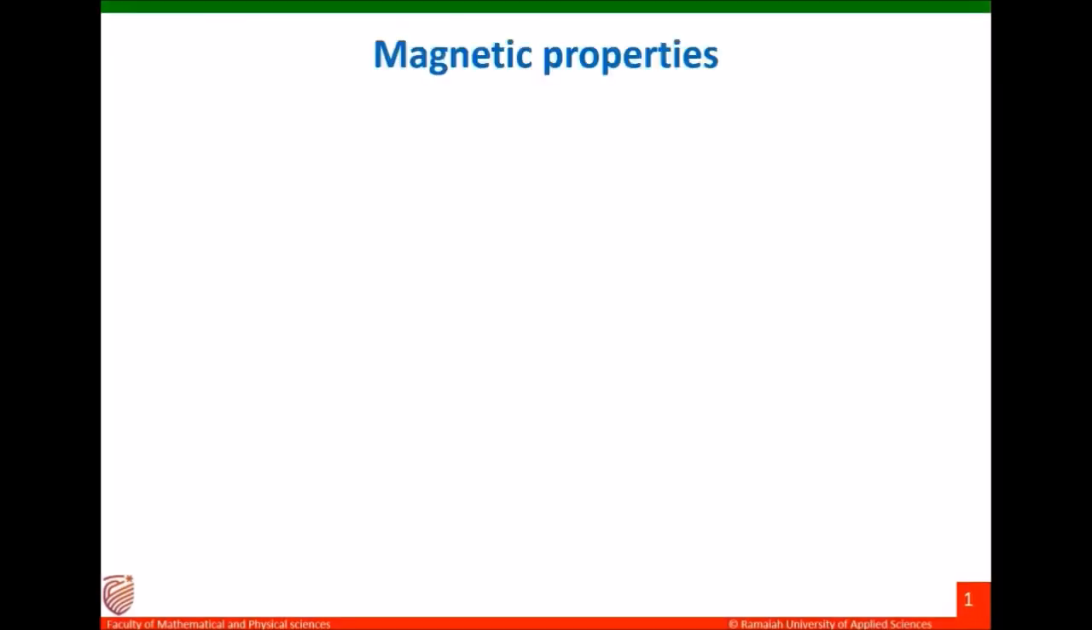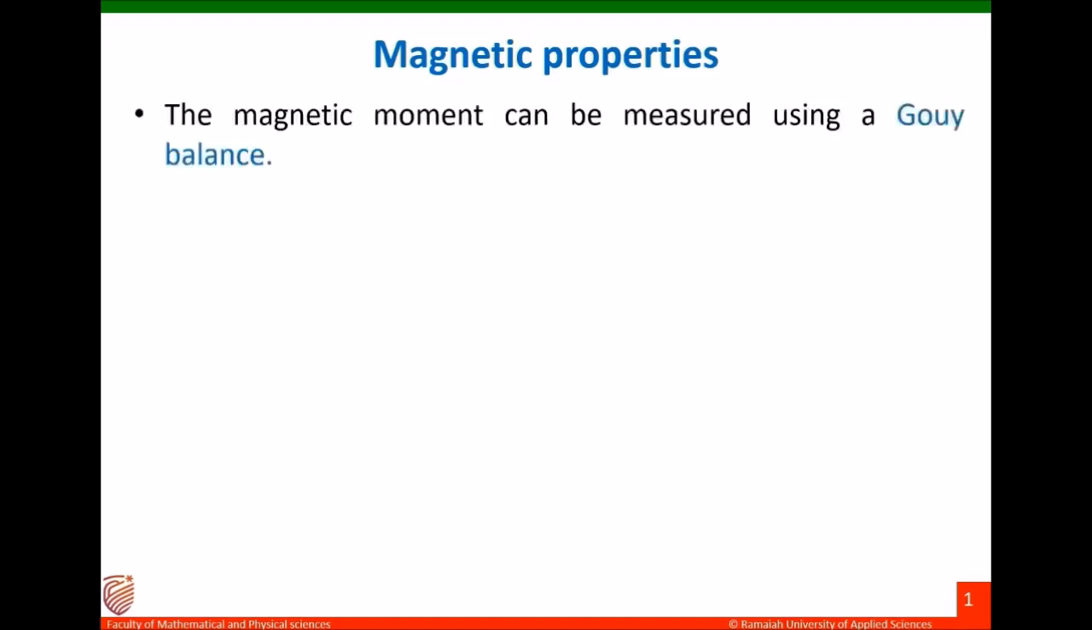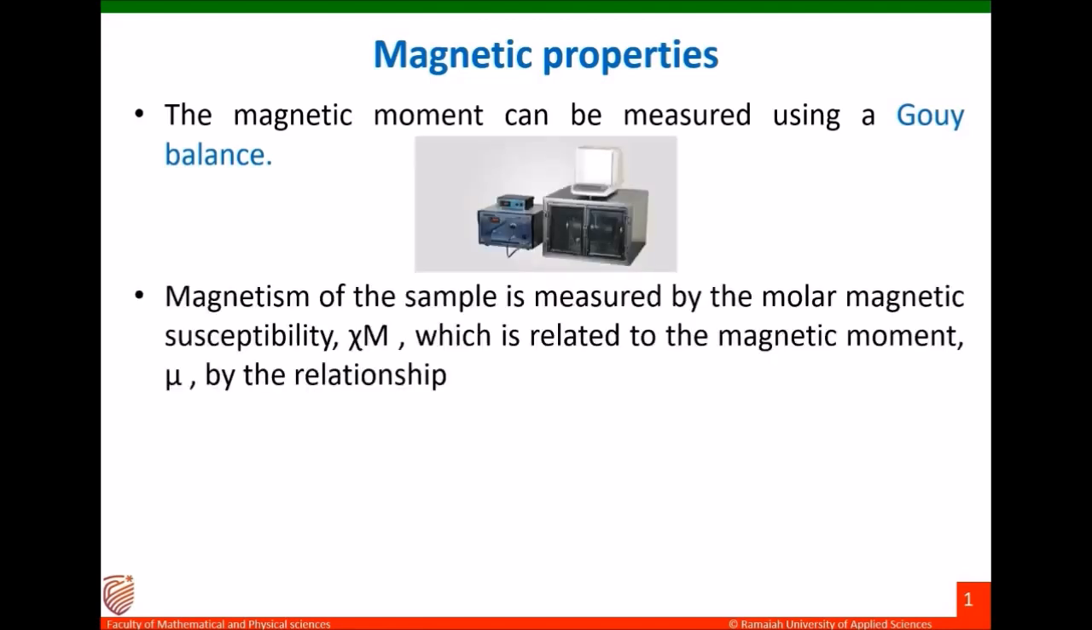So in this class, now we will study the magnetic properties of coordination compounds. Magnetic moment can be measured using a Gouy balance. You can see the photo of a Gouy balance. Magnetism of a sample is measured by the molar magnetic susceptibility chi m, which is related to the magnetic moment mu by the relationship mu equal to root of 3k by N0 into chi m into T.